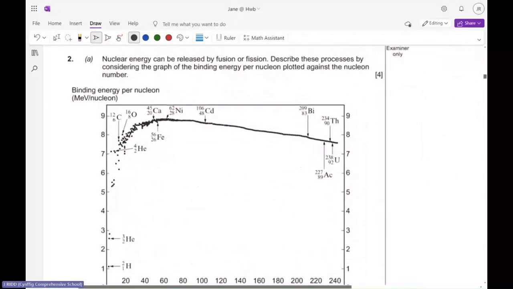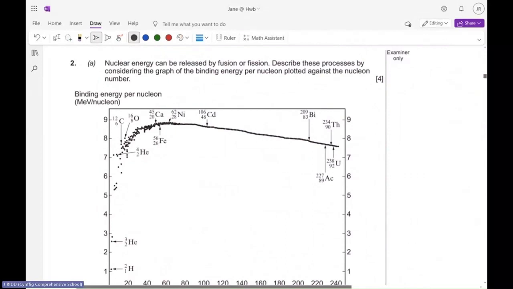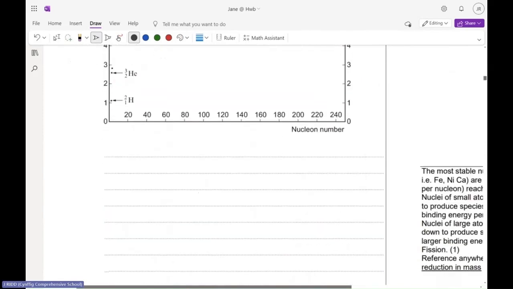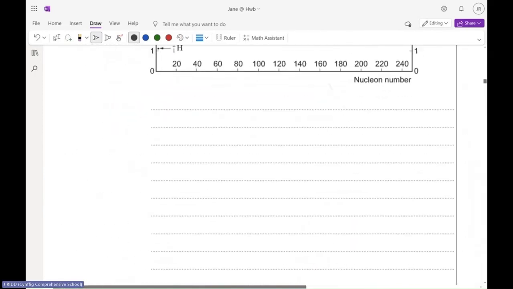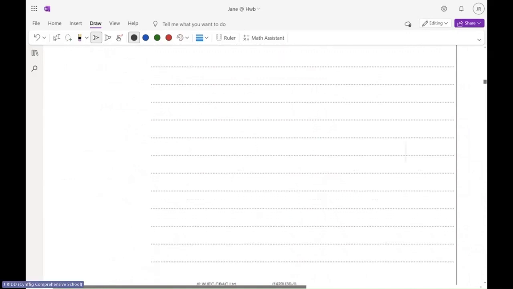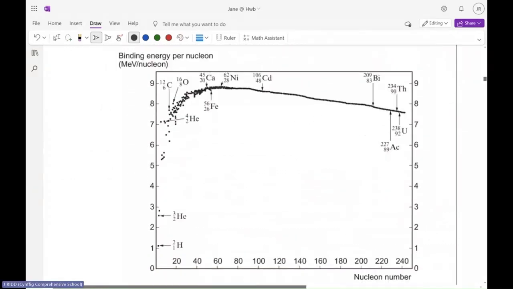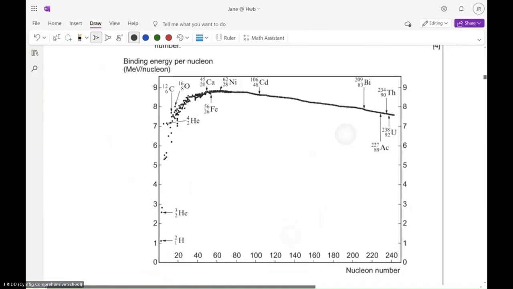Nuclear energy can be released by fusion or fission. Describe these processes by considering the graph of the binding energy per nucleon plotted against the nucleon number. Now, this is quite a hefty and common, I'd say, 6-mark question. Sometimes it can be 4 marks, but they often ask you to write and explain what's going on here. In some questions, they've even asked you to sketch this graph as well.